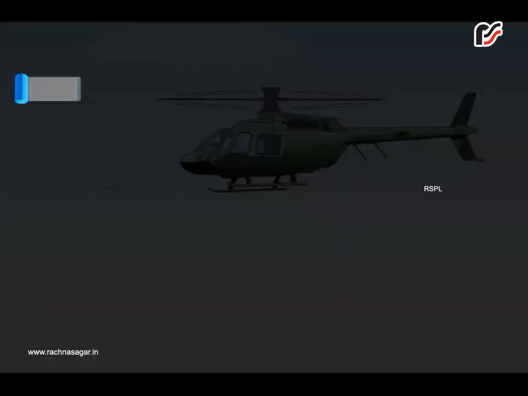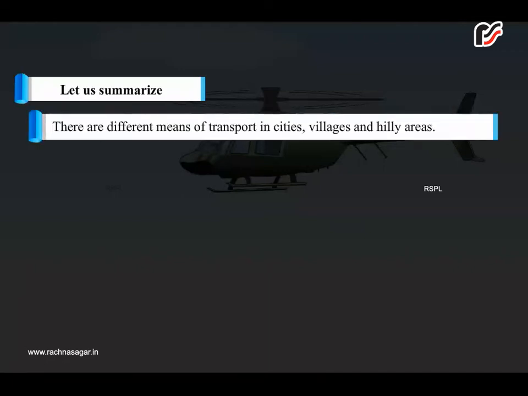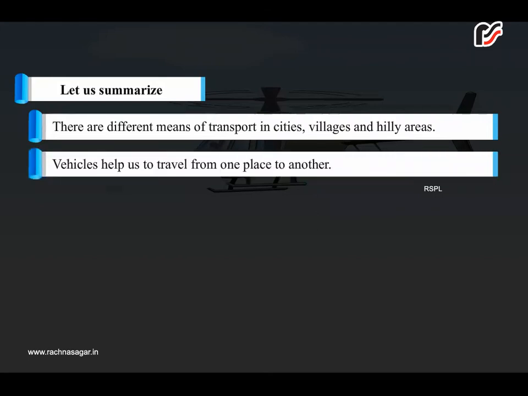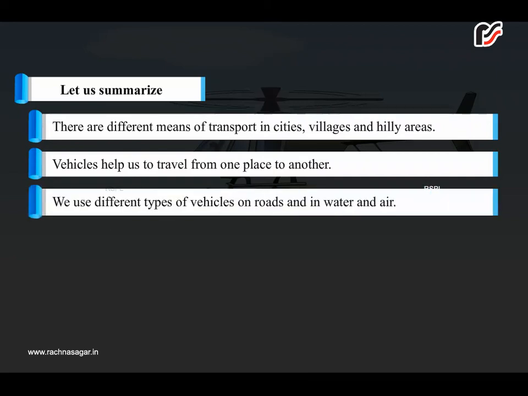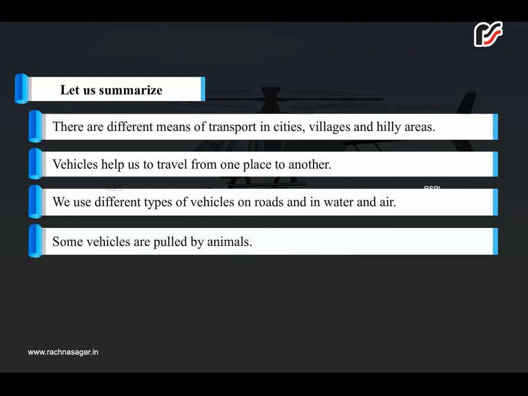goods. Let us summarize. There are different means of transport in cities, villages and hilly areas. Vehicles help us to travel from one place to another. We use different types of vehicles on roads and in water and air. Some vehicles are pulled by animals.